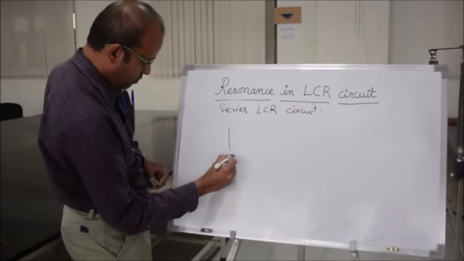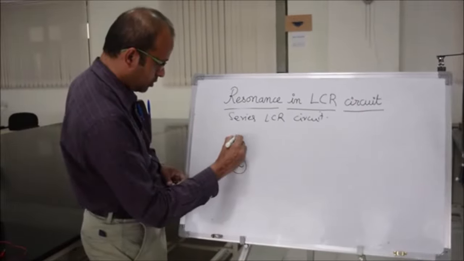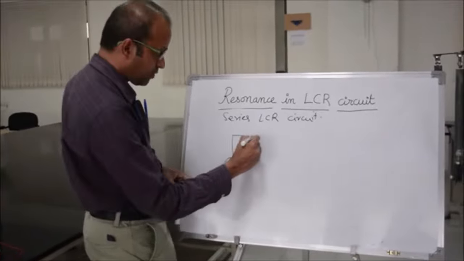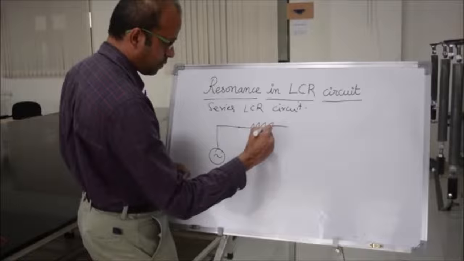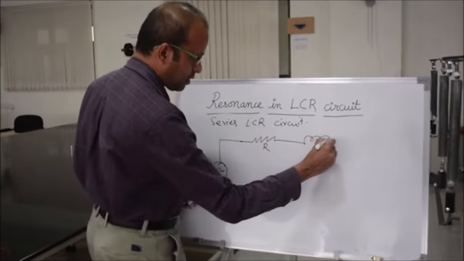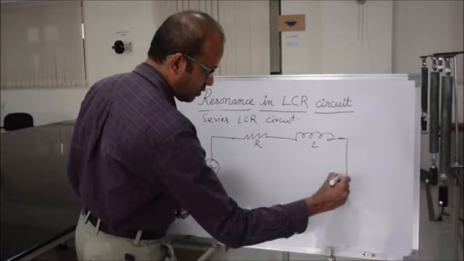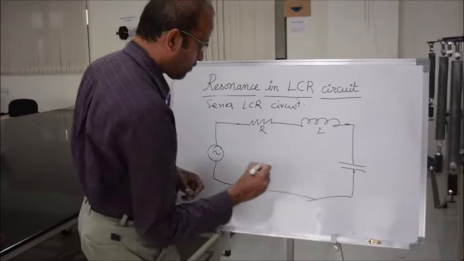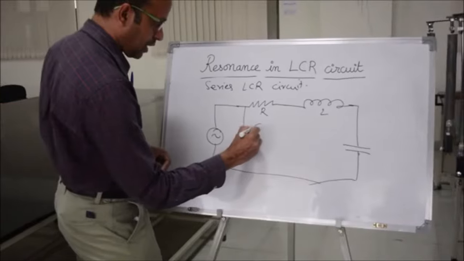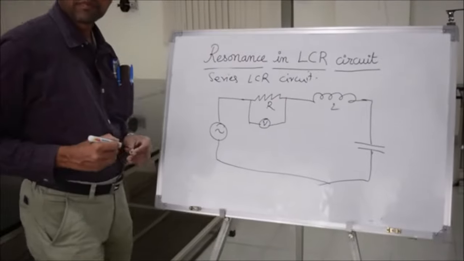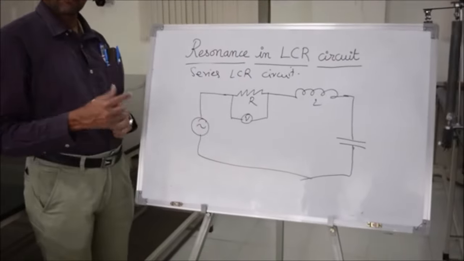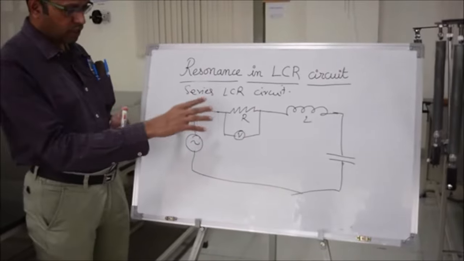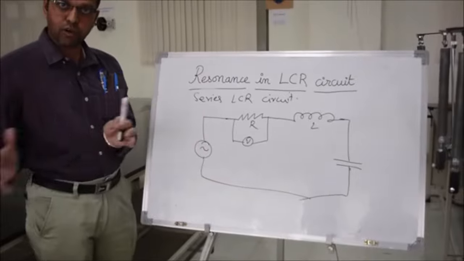So for this, we have a voltage source, alternating voltage source, which supplies an AC voltage at a particular frequency. Then we have R, then we have the inductor L, and then we have the capacitor. So all in series. But apart from this, you are also measuring the voltage across the resistor. Okay. So this is the circuit for the LCR circuit where all three are connected in series.